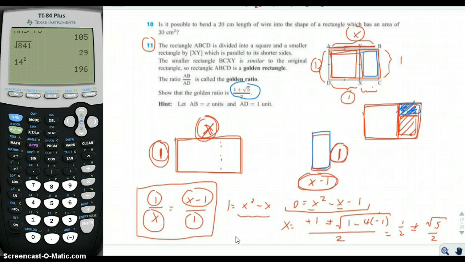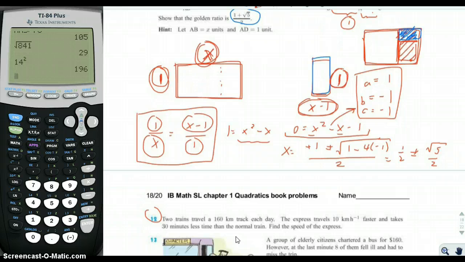Well, we can use the quadratic formula. So we take the value for b, which is negative 1, right? And we take the value for a, which is 1, and we take the value of c, which is negative 1. And we are going to plug it into the quadratic formula. We get 1 plus or minus square root of 1 minus 4 times negative 1, all over 2. And that gives us 1/2 plus or minus square root of 5 over 2.